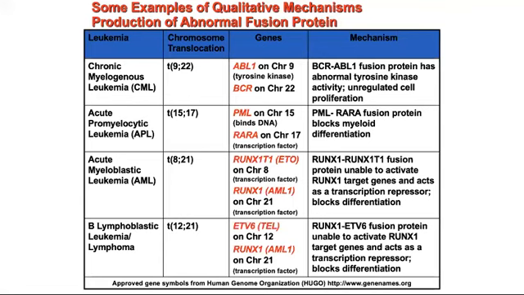The last one displayed here is B lymphoblastic leukemia/lymphoma, and the translocation involved is translocation 12;21. The genes involved are ETV6, the TEL gene on chromosome 12, which is a transcription factor, and RUNX1, or AML1, on chromosome 21, which is another transcription factor. After translocation, the new fusion gene is ETV6-RUNX1. This newly formed fusion protein represses transcription of hematopoietic target genes of RUNX1 in the core binding factor and also leads to a block in differentiation.